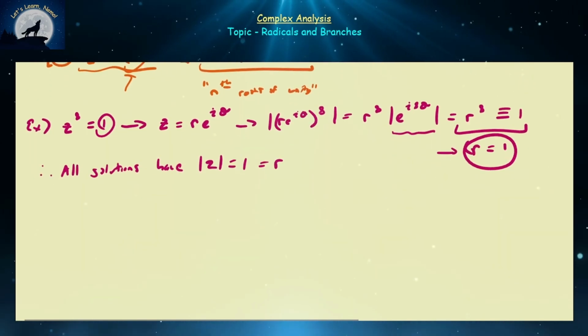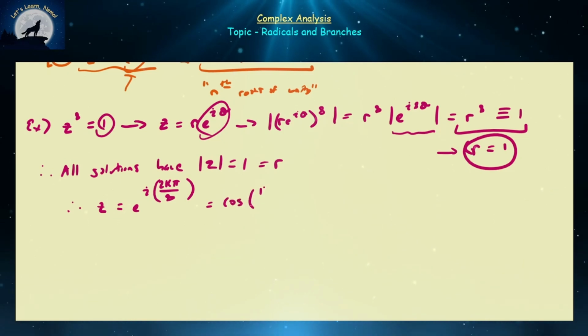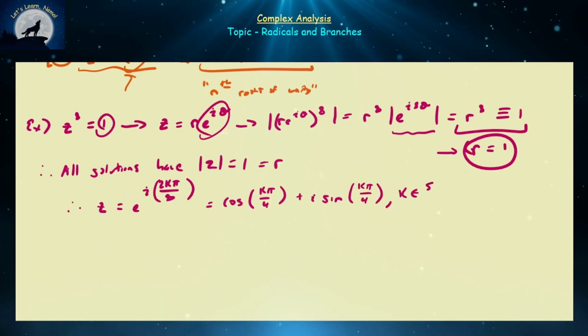Once we have that, that means z must be equal to e to the i theta once we re-represent it. So z will be equal to e to the i times 2k pi divided by n, which we derived before, where n in this case is equal to 8. Using the Euler-Cotes identity, we can write this as cosine of k pi divided by 4 plus i sine of k pi divided by 4. And keep in mind k is going to belong to the set 0, 1, 2, all the way down to n minus 1. In this case, that would be 8 minus 1, which is 7.